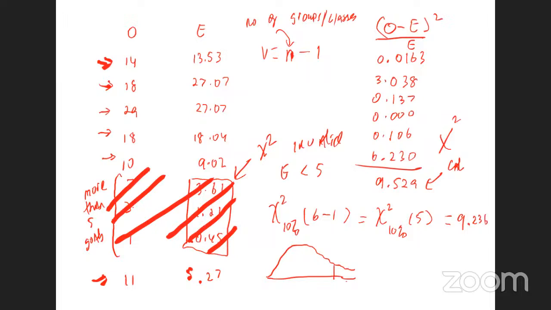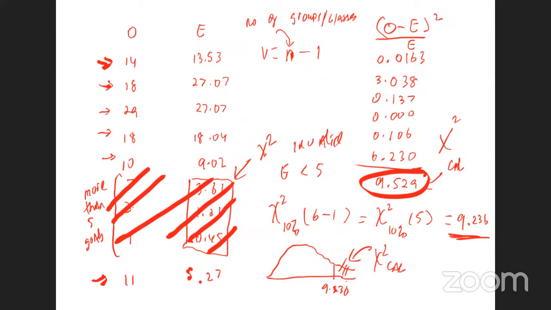9.236. So that critical value is 9.236. So we're going to reject H naught. Let's say the H naught, we're going to reject it if the value is larger than this. And your chi-squared calculated is inside that region because it's 9.529. So here what you will say? You will say since the chi-squared calculated value is more than the chi-squared value from table, it falls in the rejection region. So we reject H naught.